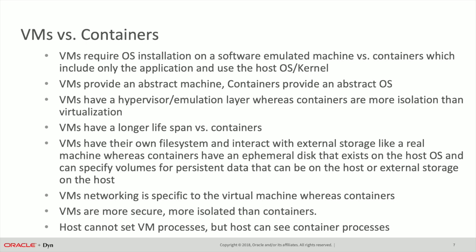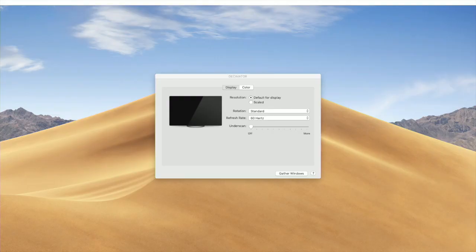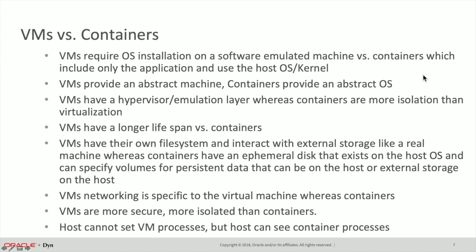Virtual machines have their own file system and interact with external storage like a real machine, whereas with containers you generally have an ephemeral disk. It's part of the operating system that it's running on, and it's comprised of different layers that make the container distinct. They're made up of layers, and you can specify external volumes on the container on the host OS. Virtual machine networking is specific to the virtual machine, whereas for containers, it's through Docker, or if you're using Kubernetes, it's done through the Kubernetes system.